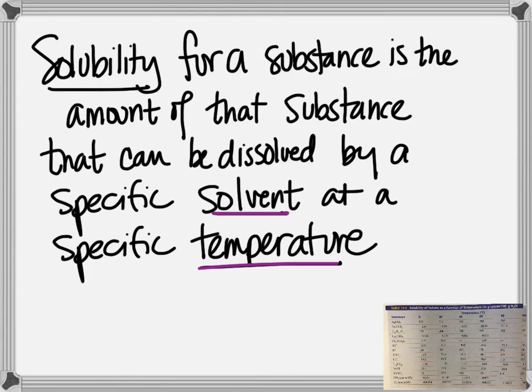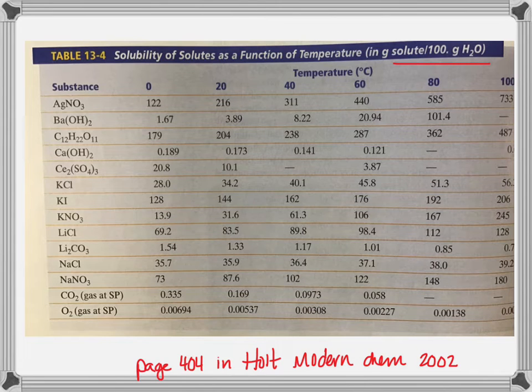Yes, glad you asked. Solubility for any substance is the amount of that substance that can be dissolved by a specific solvent at a specific temperature. And nobody memorizes this stuff. You just look it up. Hey, check it out. It's a solubility table. So, this is the solubility of a set of solutes as a function of temperature. And notice that we've specified the solvent, and we've specified the amount of the solvent. So we specifically are talking about per 100 grams of water.